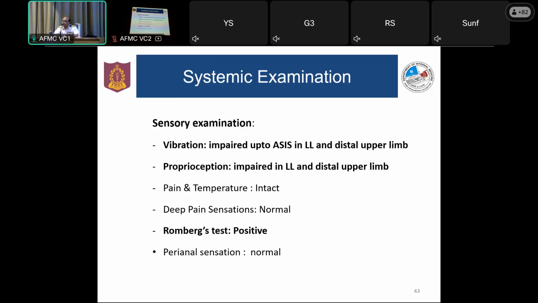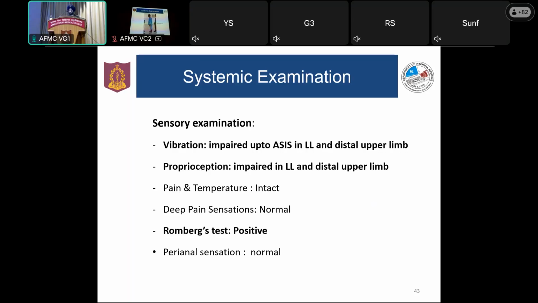In sensory examination, his vibration sense was impaired up to the anterior superior iliac spines in bilateral lower limbs and distal upper limbs, and proprioception is also impaired in bilateral lower limbs and distal upper limbs, with Romberg test positive. As we had seen earlier, sensory ataxia can go all the way to the brain, but because this patient has loss of deep tendon reflexes, it cannot be in the spinal cord or higher.